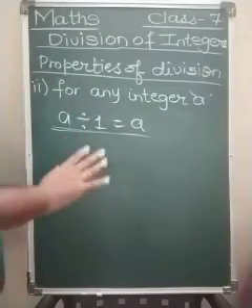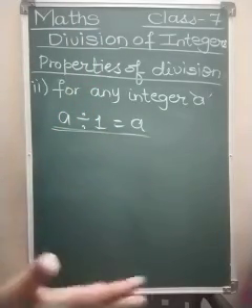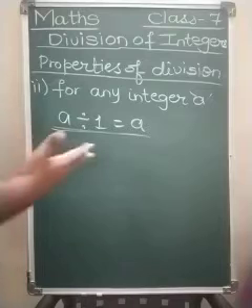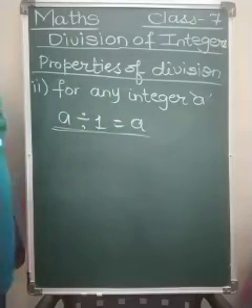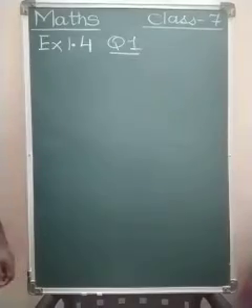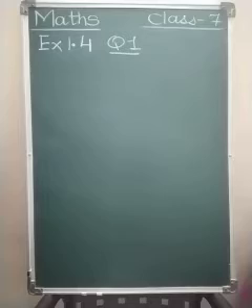Now these properties, these rules are very important. As we move forward and we start solving the sums, we start solving the exercise, you will come to know how we are going to solve all this. Okay, now very quickly we move towards exercise 1.4, question number 1. This is the last exercise we are going to solve, and in exercise 1.4, question number 1, it is written: evaluate each of the following.